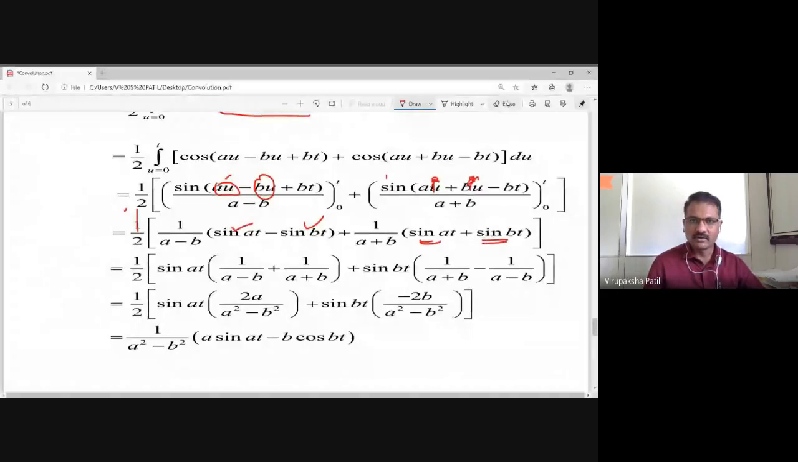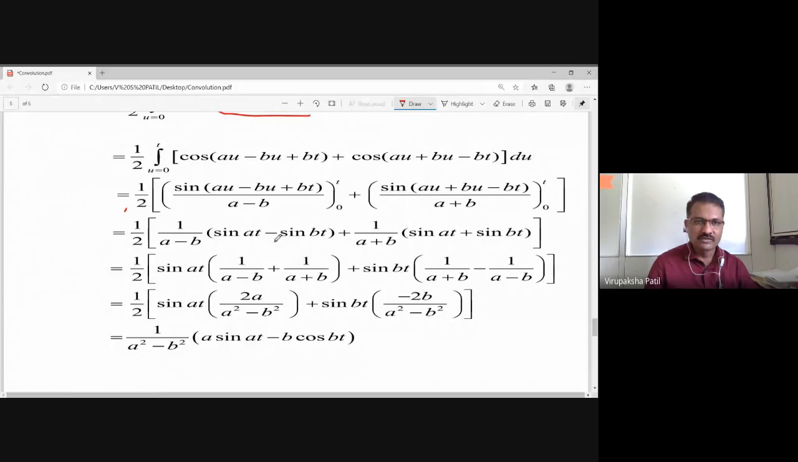Next, further simplification is required. Okay. Further simplification, how we are going to do here? Very simple simplifications are there. See, I'll tell you. So here, what we will do? See, I have written here sin at into bracket 1 divided by a minus b plus 1 divided by a plus b.